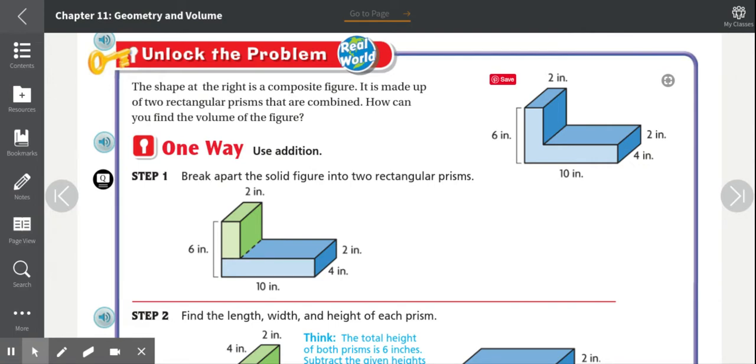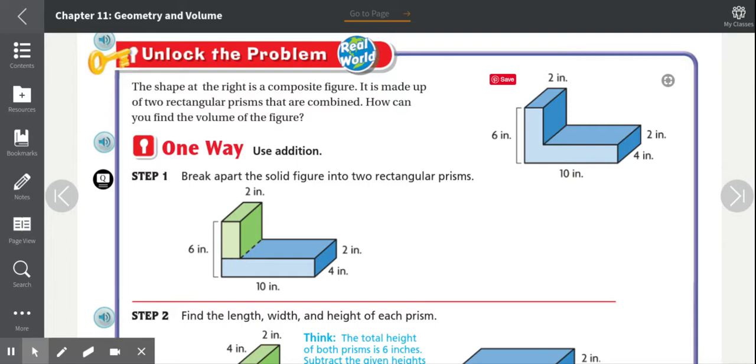Good morning, everybody. Today we are going to be continuing to review how to find the volume of composed figures. Today we're going to be working together on pages 699 and 700 in your GoMath book.